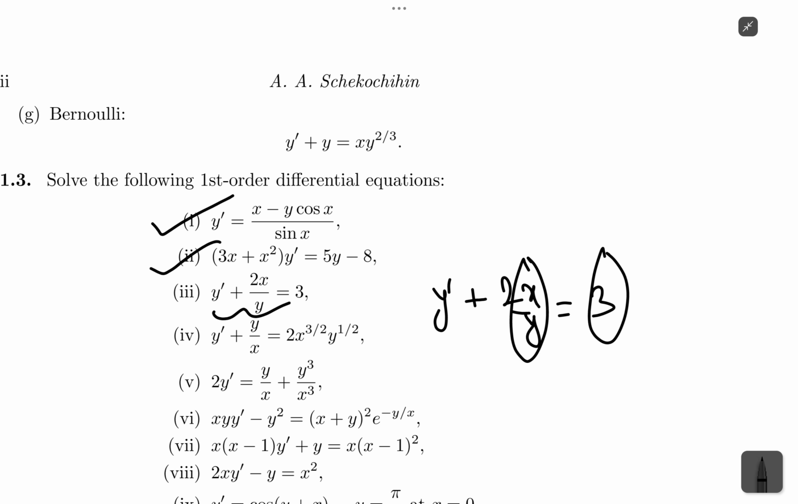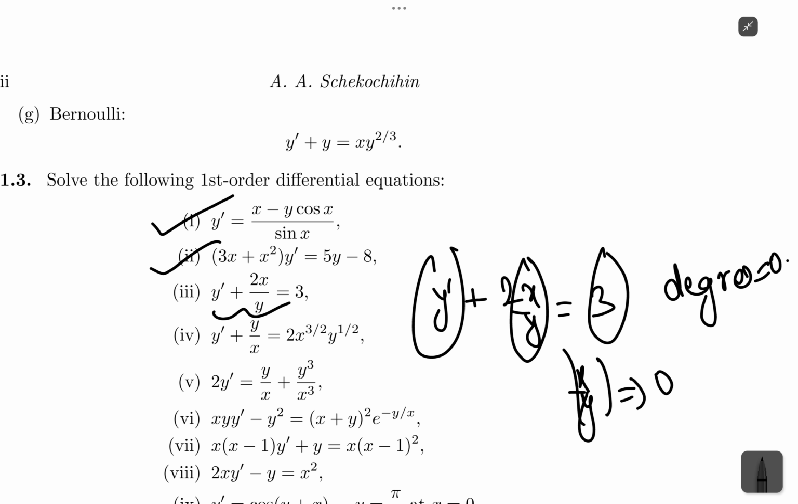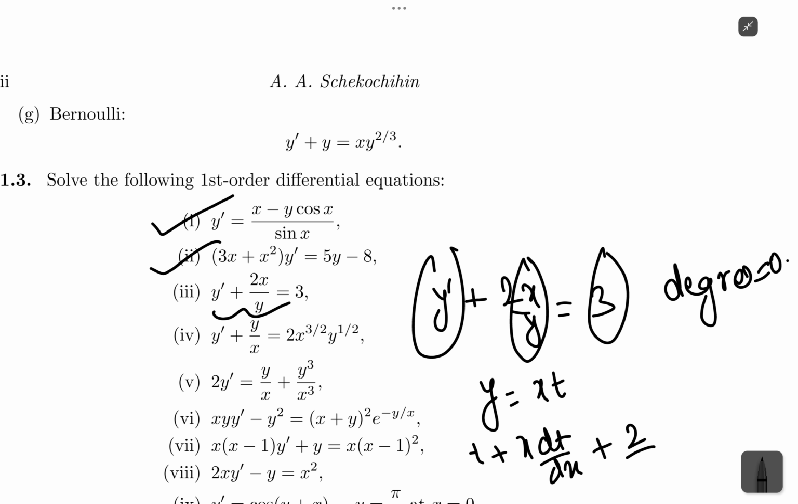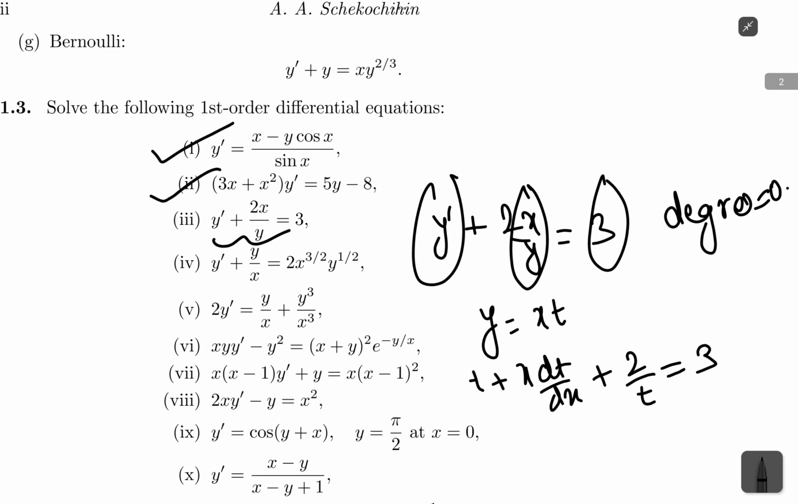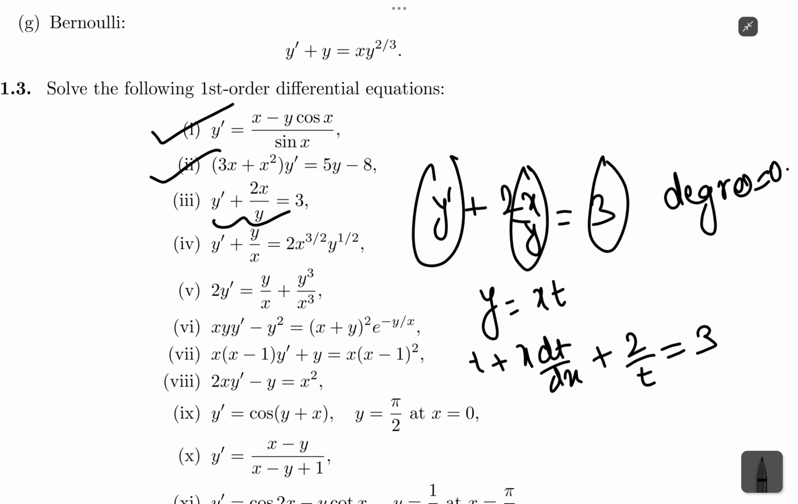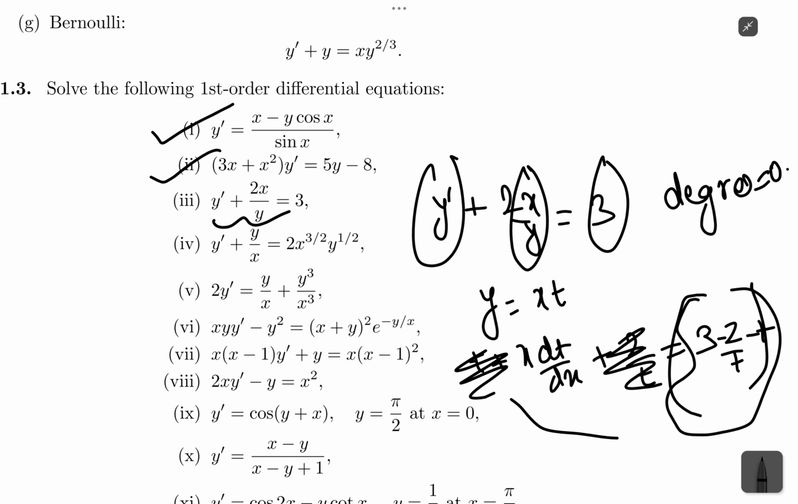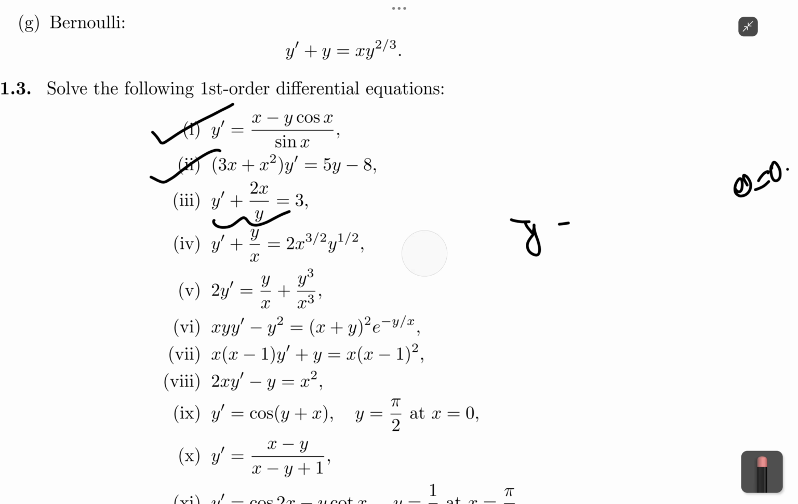Because you can see the degree of this equation is 0, because x by y is a 0 degree term, so you can just put y is equal to xt, so t plus x dt by dx plus 2 by t is equal to 3. So yeah, you just need to manipulate and put all the terms of t together, 3 minus 2 by t minus t. You can do this, and then you can just separate the variables and integrate, right?